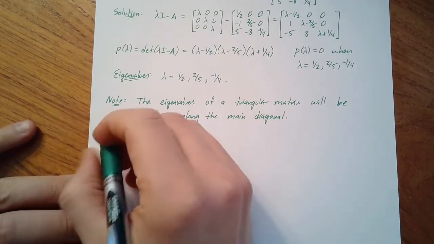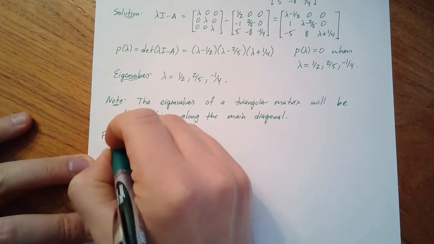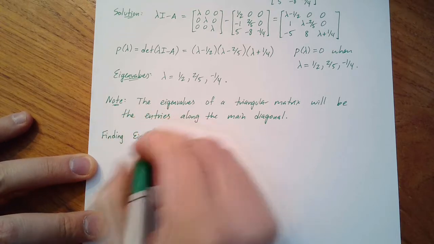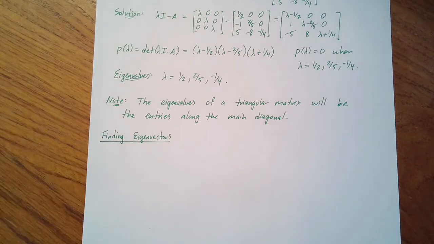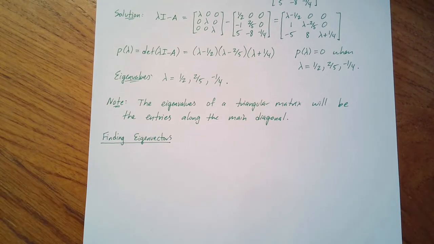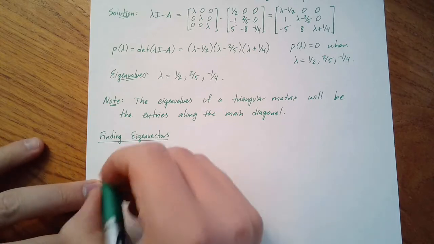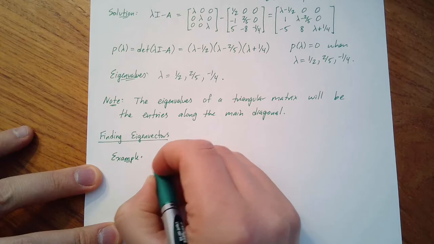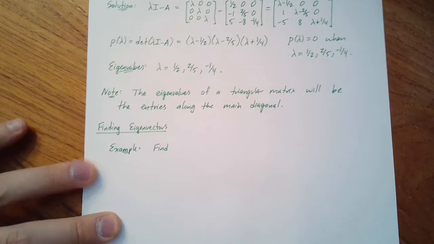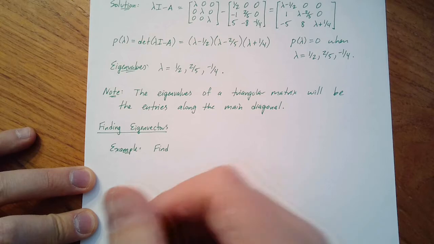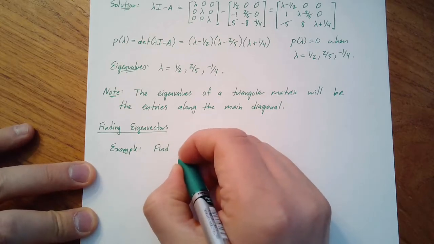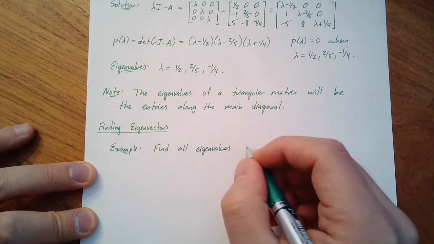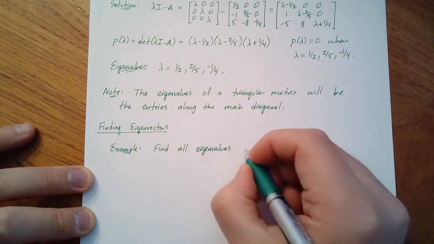So now we will look at how to find eigenvectors. Okay, so here I'm going to dive right into an example. This is typically how you'd see a problem phrased: find all the eigenvalues and eigenvectors of a given matrix. For this example, though, it's going to be a matrix we've already done some work on.